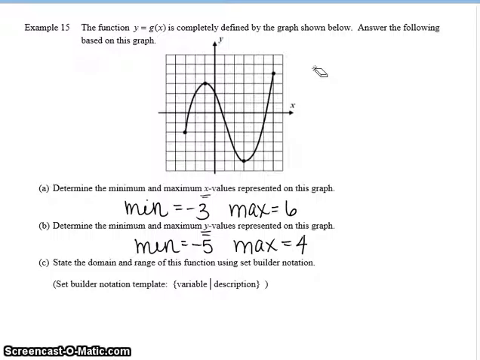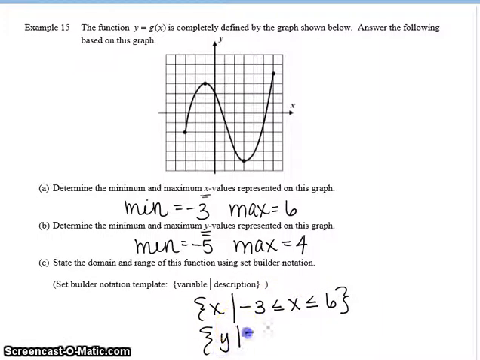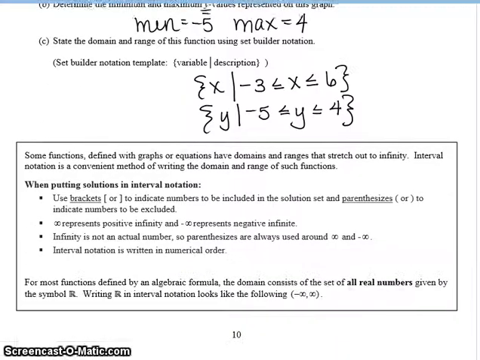State the domain and range of this function using set builder notation. So here's how I tell you what set builder is. So for all the x values, such that it's going from negative 3 less than or equal to x less than or equal to 6. Okay, so that's basically reading that the x's go from negative 3 to positive 6. It's always less than or equal to. My y values go from negative 5 less than or equal to y less than or equal to positive 4. Okay, so that's set builder notation.